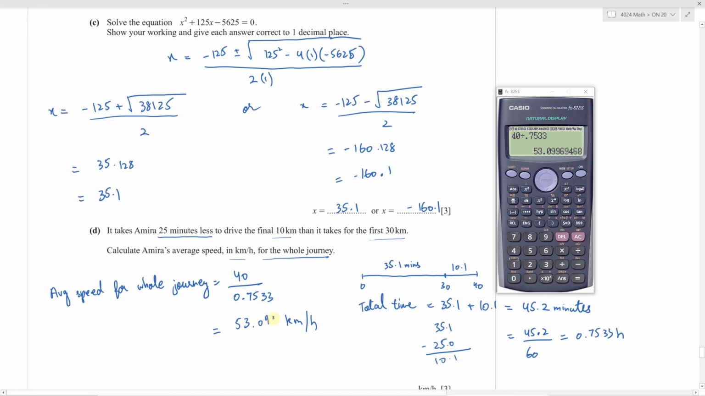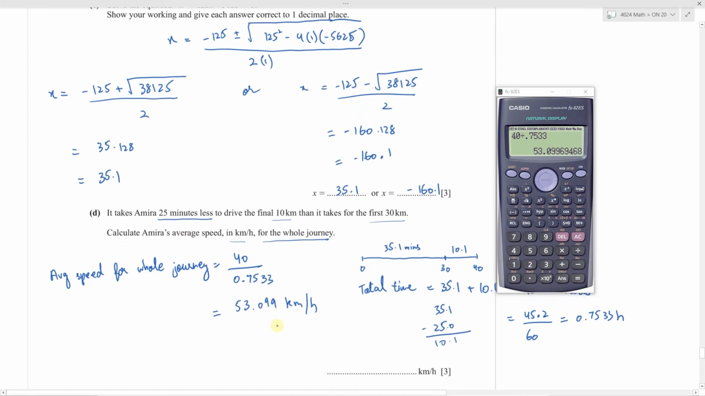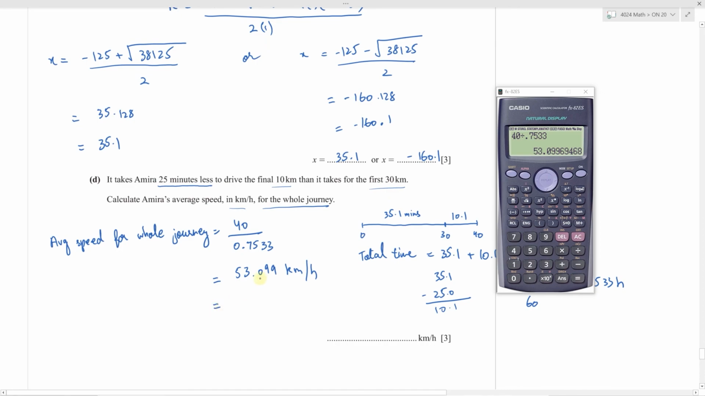So this is 53.099. And then I can write it up to three significant figures, 1, 2, 3. The next value is 9, so this value will become 1. So the final answer will be 53.1 kilometers per hour is her average speed for the whole journey of 40 kilometers. So the answer here is 53.1 kilometers per hour. So this is the end for the paper 2 variant 2 for October November 2020.